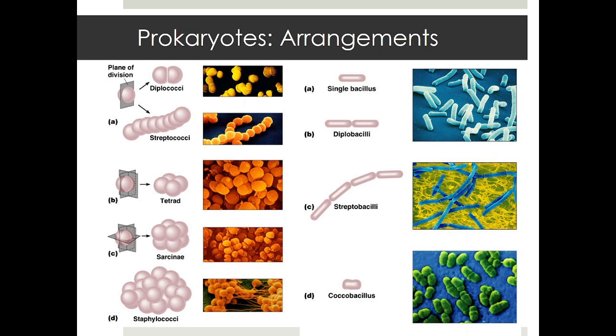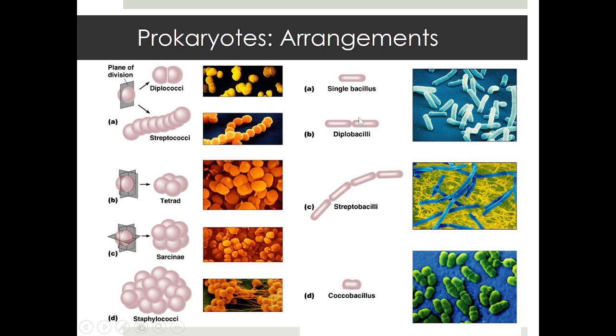On the other hand, if you've got bacteria that divide in several different planes, for example, you can end up with the tetrad formation. Or if you have ones that divide in several more different ways, you can end up with Sarcina. Or if you go totally random, you can end up with a random cluster of them, which would be Staphylo. So whenever you see Staphylo as a prefix, of course, that means an irregular cluster formation.